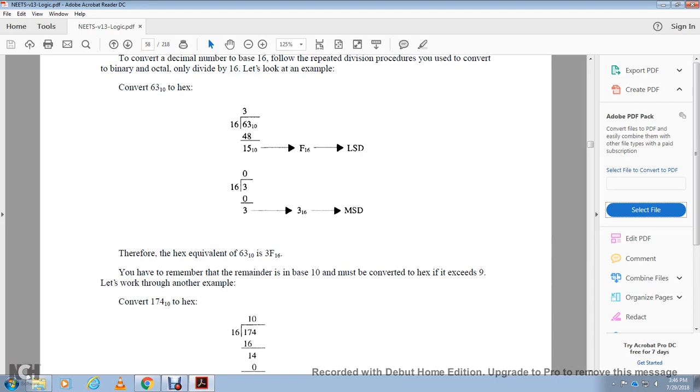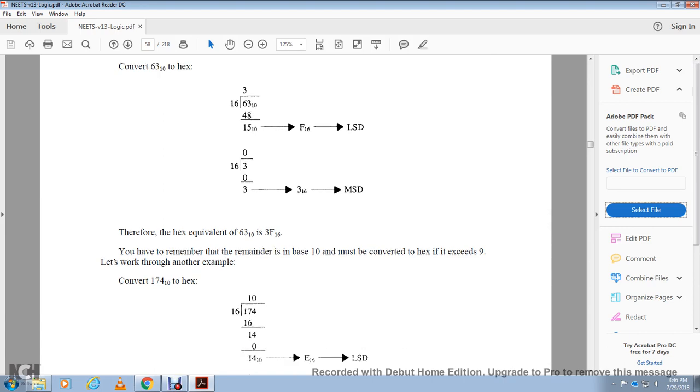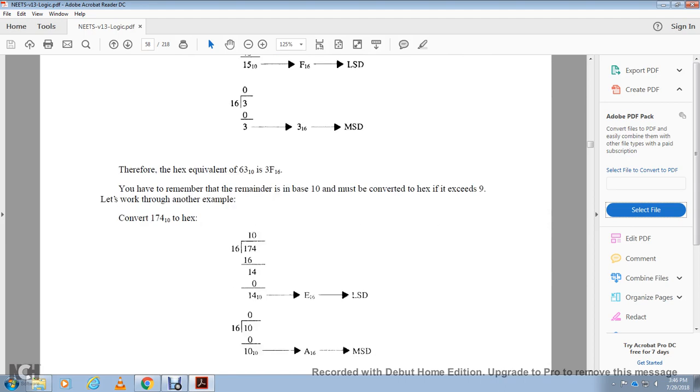You have to remember the remainder is in base 10. It must be converted to a hex digit if it exceeds 9. Let's work through another example. 174 base 10 to hex: 174 divided by 16 would give 10 with a remainder of 14, which in decimal is 14, but they give you E base 16, the least significant digit.